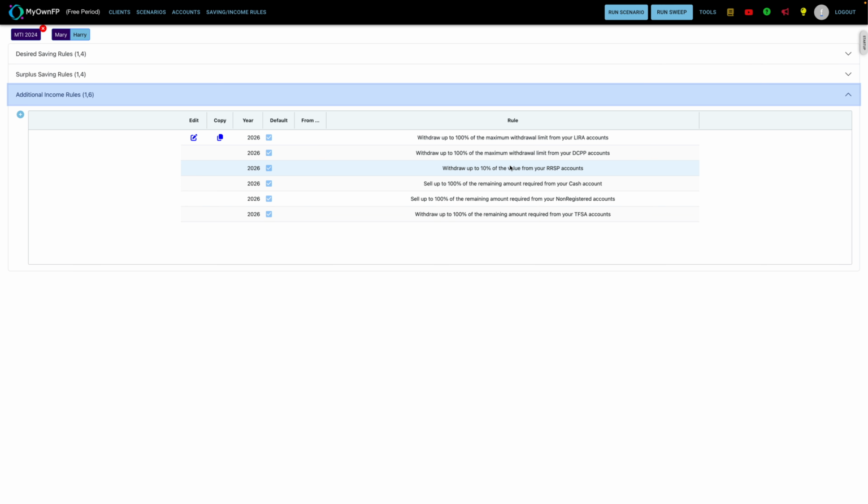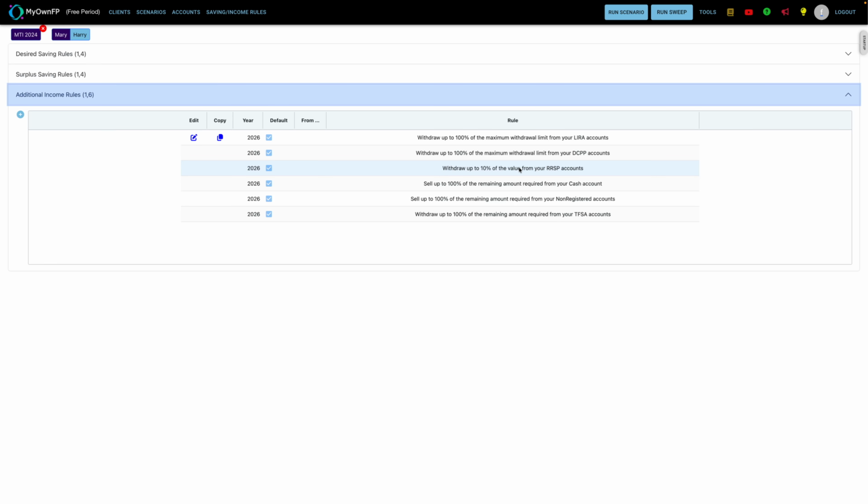So in this case, we're going to withdraw up to 10% of the value of our RRSP accounts. Each account, whatever it is, we're going to take 10%. And then it's up to that, based on the amount of requirement that we have. So how much are our expenses? If my expenses were only $1,000, but 10% would be $10,000, I'll only take out $1,000. Within the rule, you can say, no, I want to take all $10,000, or you can say up to that value. So those are a couple different options.